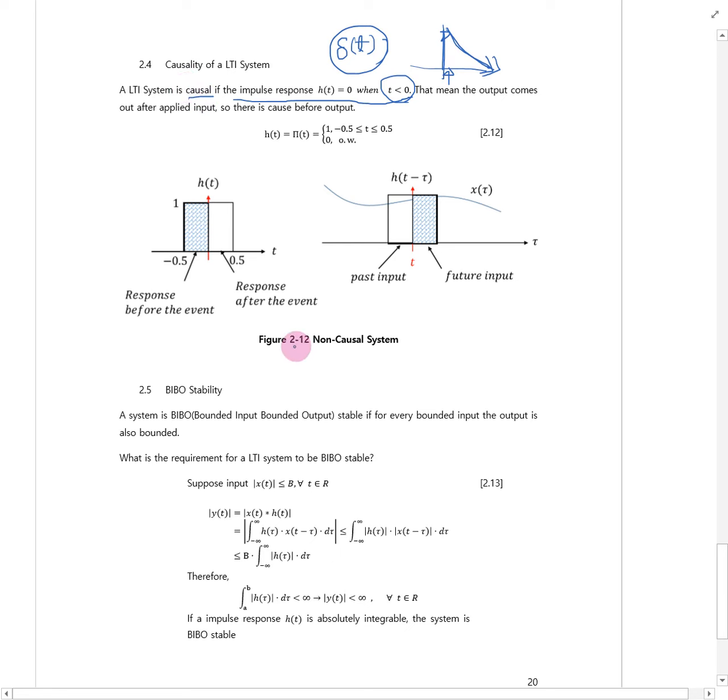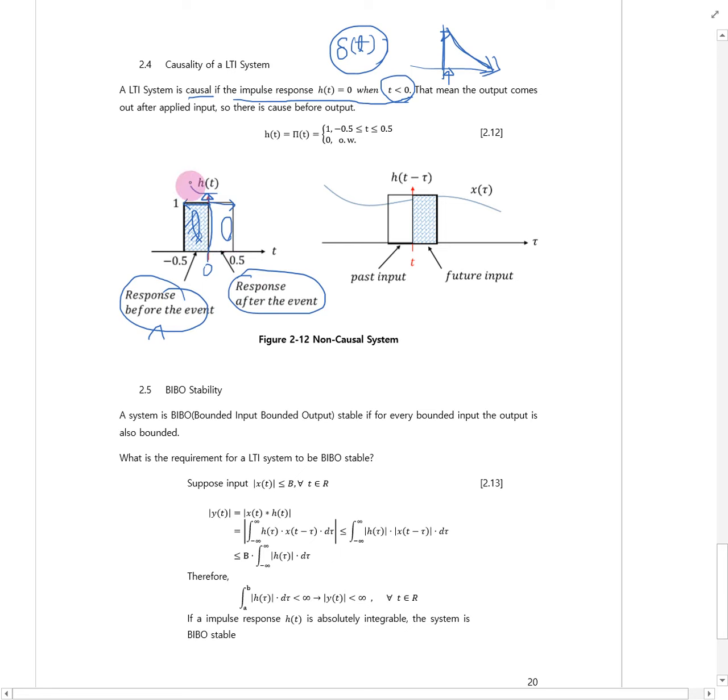Here is a non-causal system example. The event, an impulse, is applied at t equals 0. The response exists at positive time and negative time. But this negative time area is a response before the event. The event occurred at t equals 0, but the response exists before the event. That kind of behavior is called non-causal. This one is the causal part, the response after the event. This one is the non-causal part.